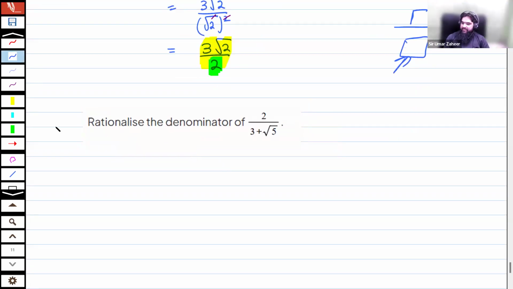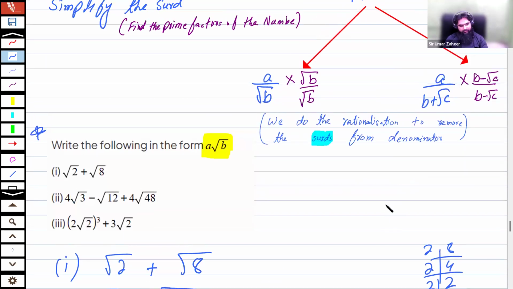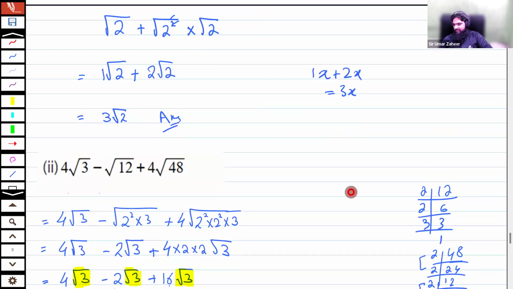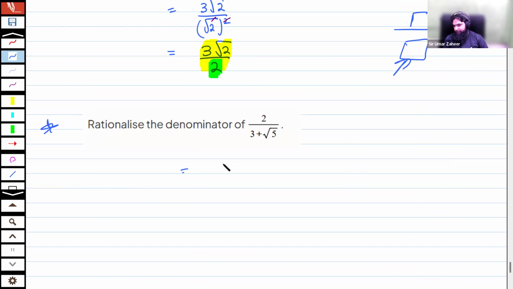Now we have the next question. I told you, if you have two values in the denominator and you need to rationalize it, what will we do? If you have two values in the denominator, adding or subtracting, you will multiply and divide with the denominator while changing the sign. If it is positive, change it into negative. If it is negative, change it into positive.